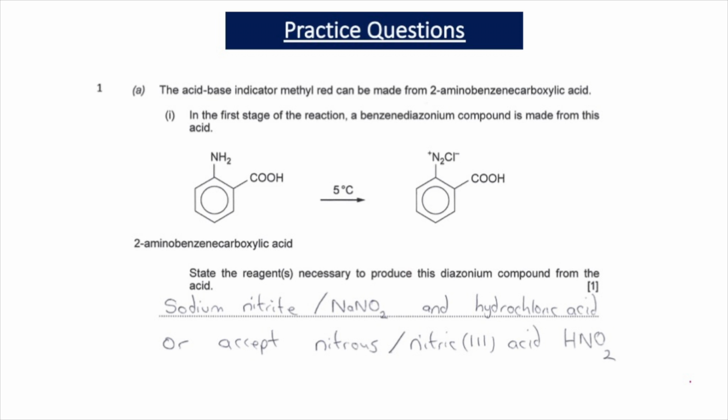So this first practice question is asking you to state the reagents necessary to produce the diazonium compound from the acid. So the reagents needed to produce the diazonium compound would be nitrous acid. You could just say nitrous acid or put the formula HNO2, or you could write down the actual reagents used to make nitrous acid, which would be sodium nitrite, NaNO2, and hydrochloric acid. 1 mark for that.